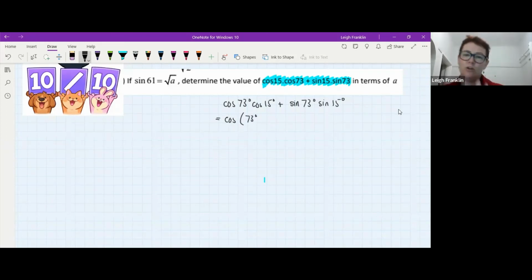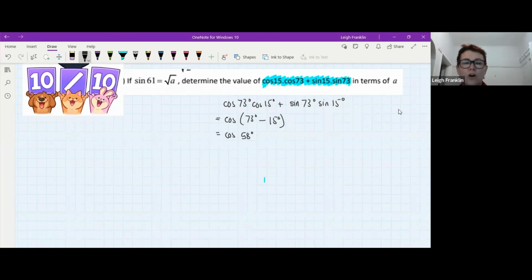So now that it looks identical to my cosine compound angle formula, remember, like the lock and a key, we can turn backwards, and cosine does not keep its sign. So this is going to be 73 minus 15, which is going to give us the cos of 58. Absolutely.